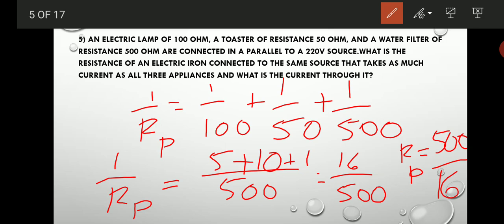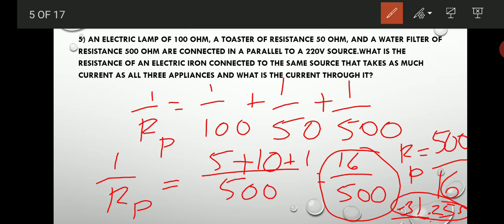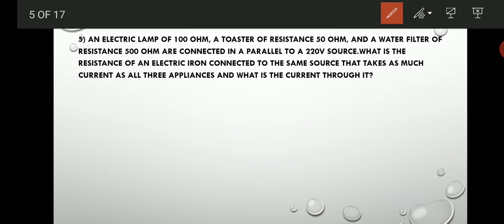Here most of the students will make a mistake. If you just simplify this, you will get the wrong answer. Remember, students, this is 1 by Rp, but we want Rp. So take the reciprocal of it, that is 500 over 16. When you divide this number, you will get 31.25 ohm. So this is the effective resistance, and this resistance is the same as the electric iron's. I hope this is clear.